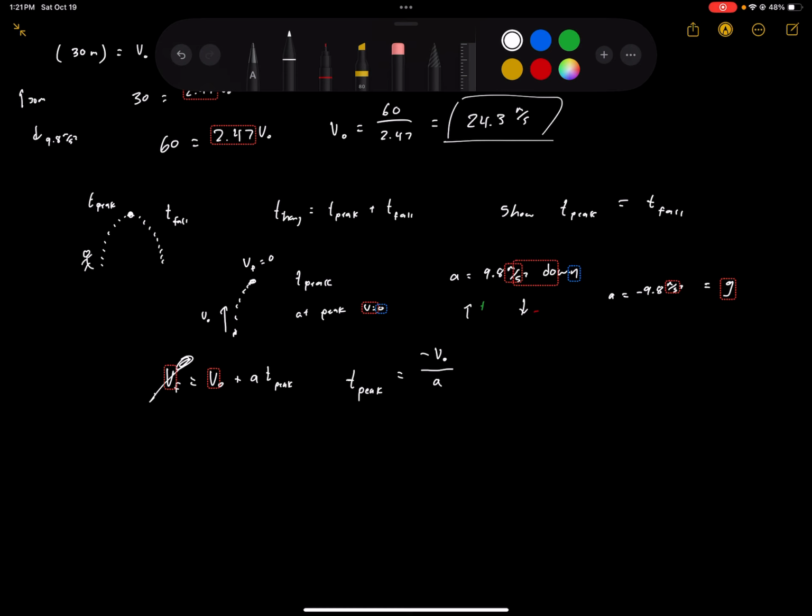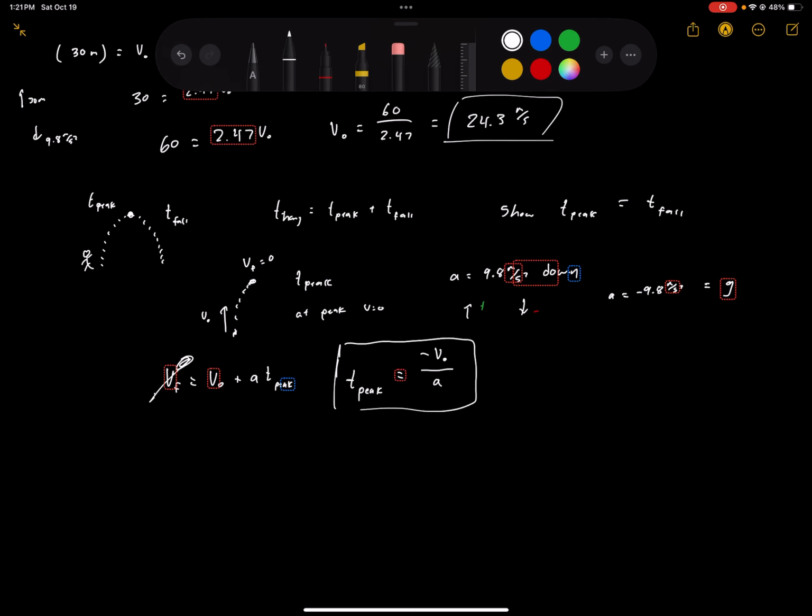In this case, A is negative 9.8. I have a positive initial velocity, and there's a minus sign in front, so I get a negative number divided by a negative acceleration. We're not even going to write that down, we're just going to express it mathematically and put an A down there. We know it's going to be a negative number. So that's our peak time.